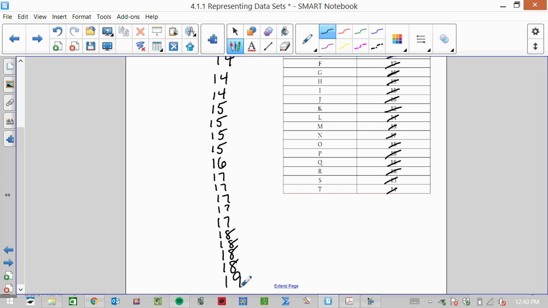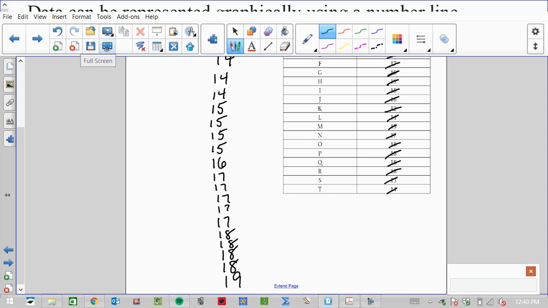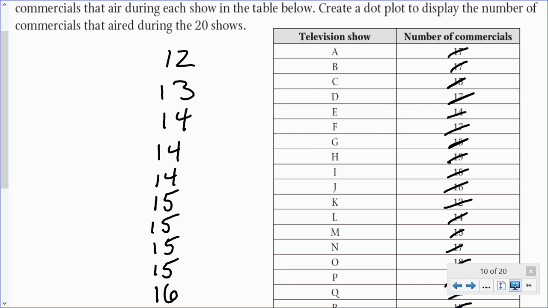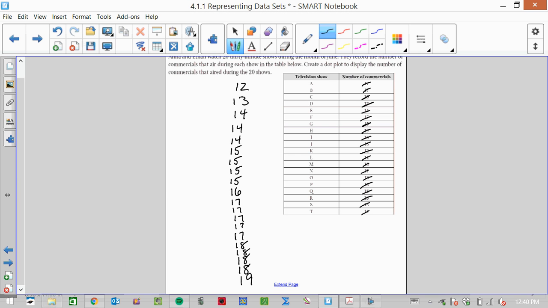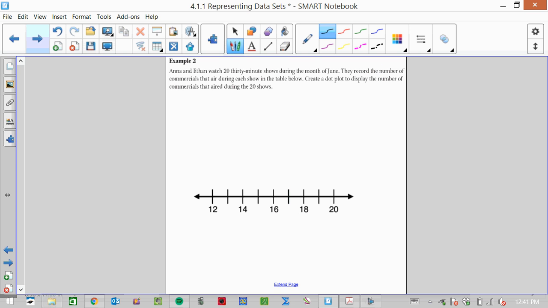All right, so when I look at, let me make this a little bit smaller. There we go. So when I look at my data, I have them going from lowest to highest. So when I write my number line, I know that I'm going to have to start with 12 and end with a number 19 or greater than 19.